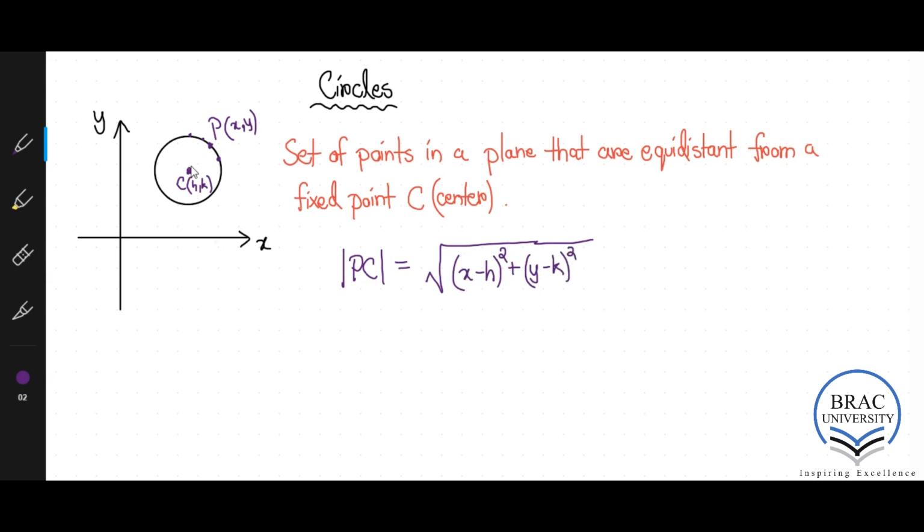Now, if the distance between these 2 points is r, then this distance will be equal to r. And this is the standard form, the standard equation for a circle. So we take the square root and we have an r squared. This is the standard equation for a circle.